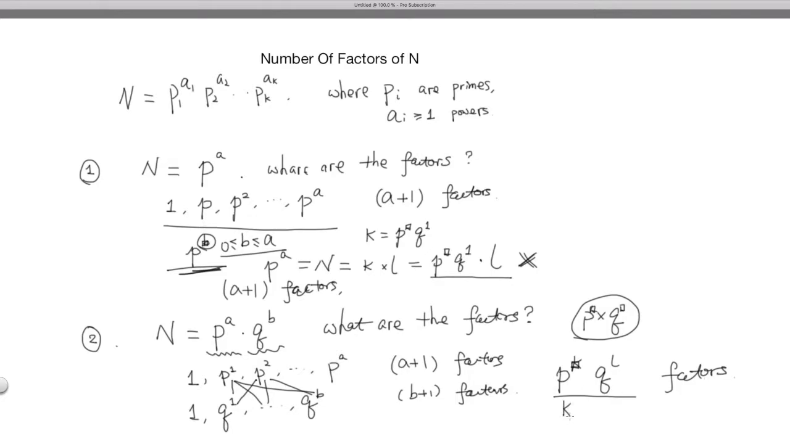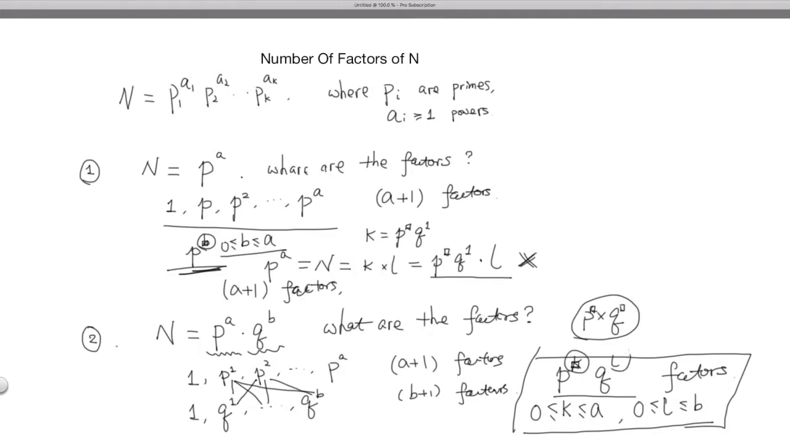And in here, k has to be less than or equal to a, bigger than or equal to 0. l is less than or equal to b, and bigger than or equal to 0. And this captures all factors of n, which is in the form p to the power a, q to the power b. So basically, we're asking how many such forms there are. But this is completely determined by the exponents k and l. For k, there are choices ranging from 0 all the way to a, inclusive. For l, it ranges from 0 all the way to b, inclusive.